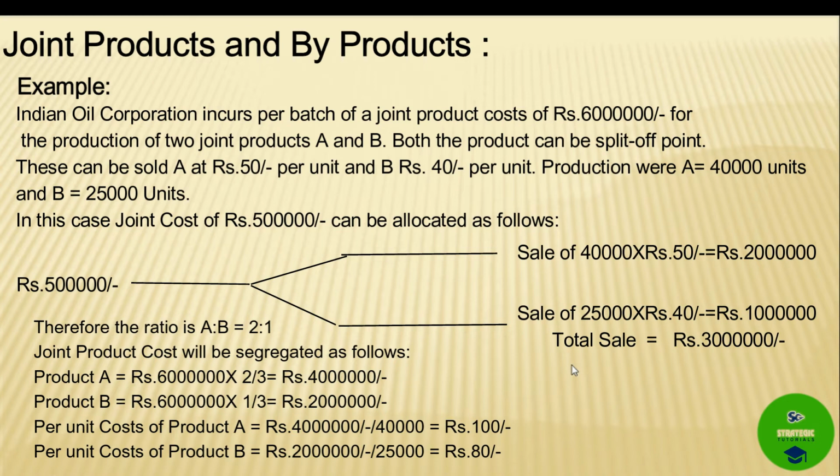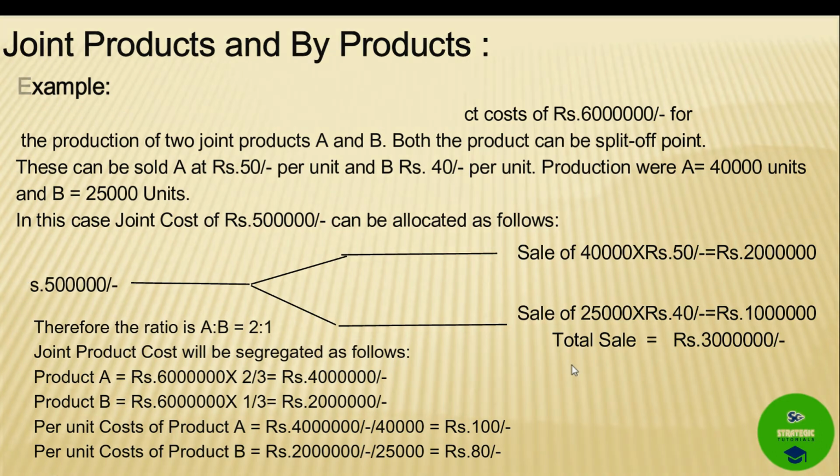So A and B, the ratio is 2:1 basically. Joint product cost will be segregated like this: 2/3 of 60 lakhs and similarly 1/3 of 60 lakhs, for products A and B. So the cost per unit of A should be 40 lakhs divided by 40,000, which is 10, and the cost per unit of B should be 20 lakhs divided by 25,000, so 40 rupees.